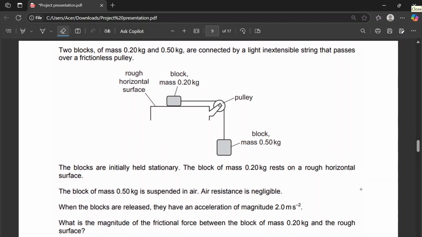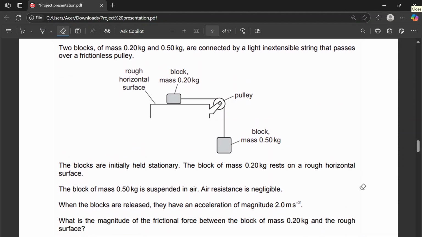So let's continue to our next question. This kind of question, as you can see there is a string, so this string probably tells us that this question is about the tension. This question is one of the hardest questions that I've ever seen. So let's understand this question and solve it, then you will be able to solve all the tension questions.